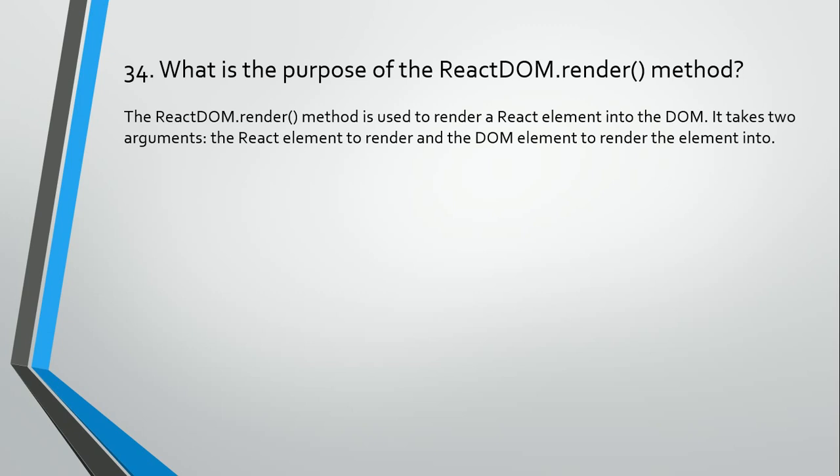And the second argument is the DOM element upon which we want to display our first argument, and the first argument is our React element. For example, it will be like that: in the first argument we are passing our App.js component, and in the second parameter we are passing, for instance, a div which will have an id. You can see this example practically by exploring your index.js page inside your React application.